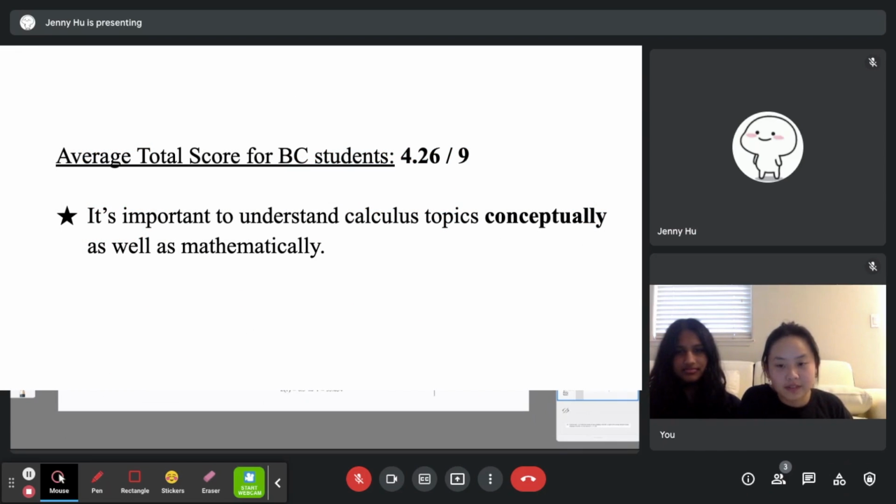Some final words for this FRQ. Based on College Board statistics, the average score on this question for BC students was 4.26 out of 9, and a lot of it was simply due to not understanding what the questions were actually asking for. Therefore, it's important to understand what calculus topics actually mean in terms of context, not just what they are mathematically.